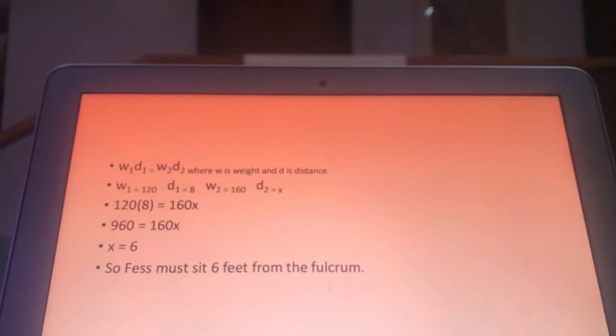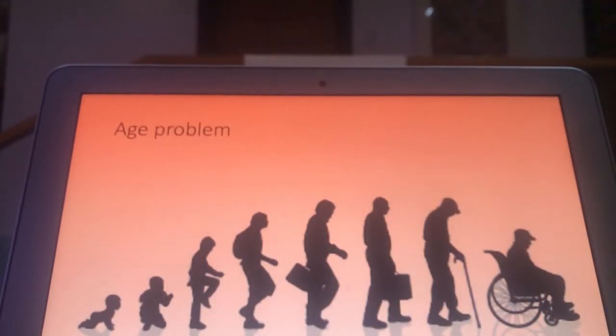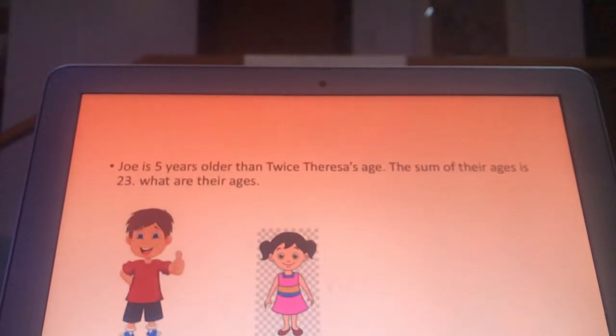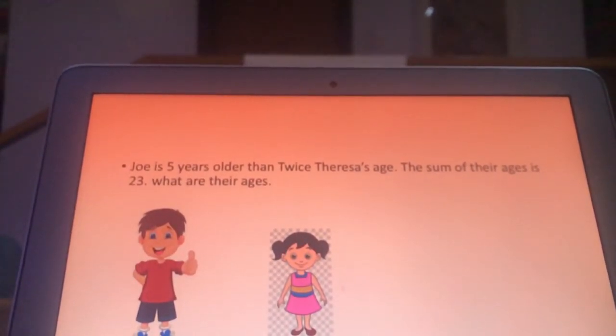But for other questions that require you to actually make a formula, like, per se, age problems, I have an example for that too. Age problems are problems that have something to do with age, and they usually require you to solve how old someone is with the given information you have. So here's one I've found. Joe is 5 years older than twice Teresa's age. The sum of their ages is 23. What are their ages?